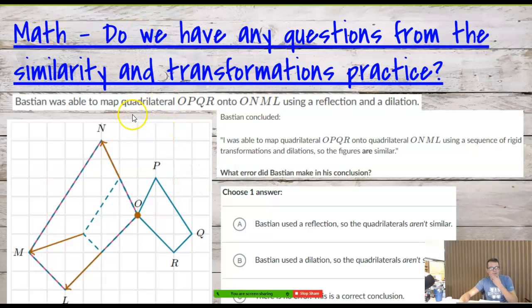What about this one here? So it says Bastion, which I love when they use the name Bastion because that's what we call our dog, Sebastian. But Bastion was able to map quadrilateral OPQR onto ONML, careful with the order there, using a reflection and a dilation. Sebastian said, I was able to map the quadrilateral using a sequence of rigid transformations and dilations, so the figures are similar. Anyone want to talk to this? Not Ellie. Avi?